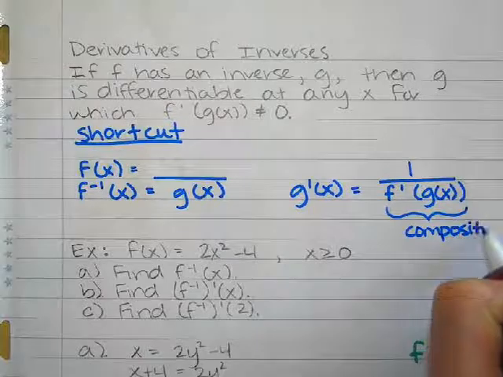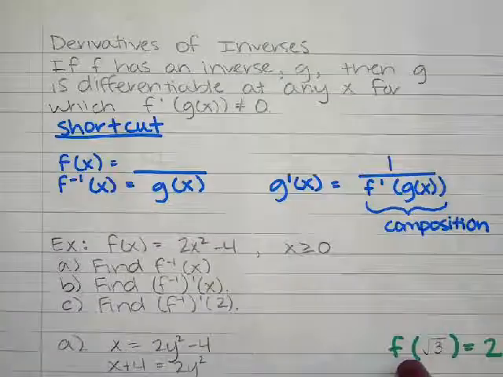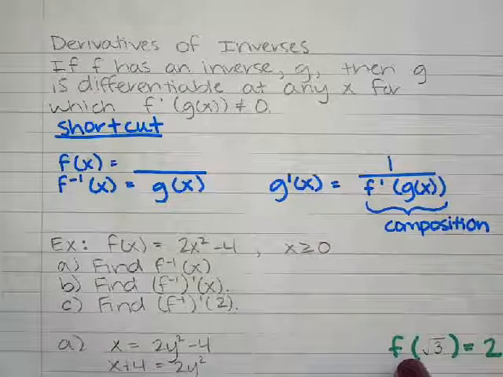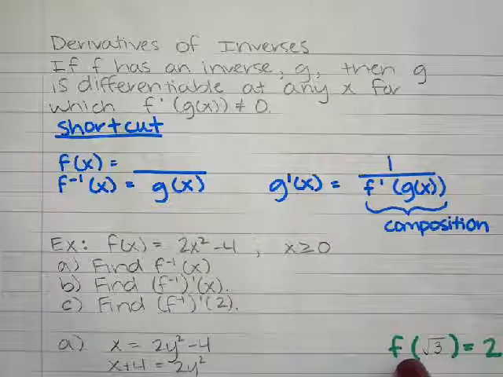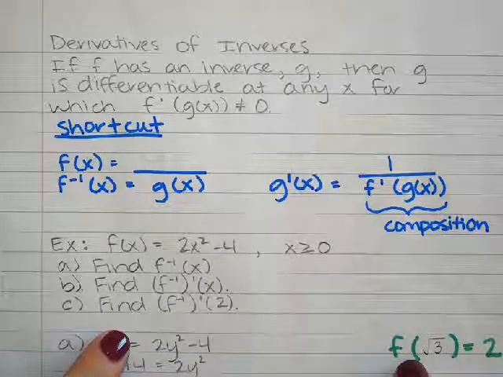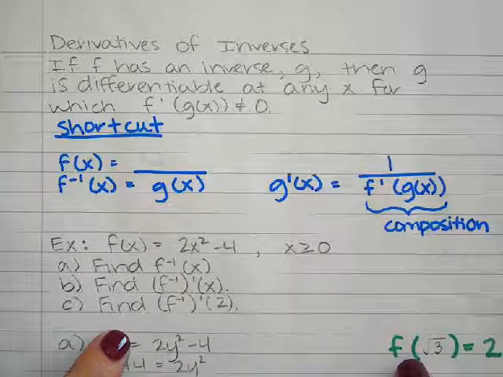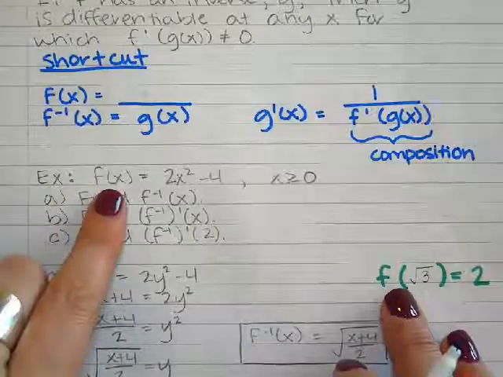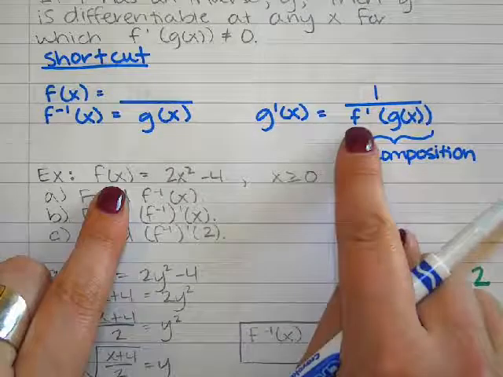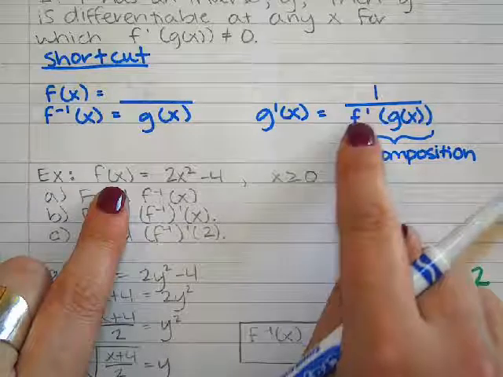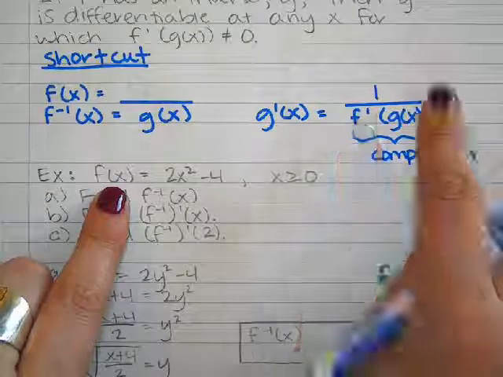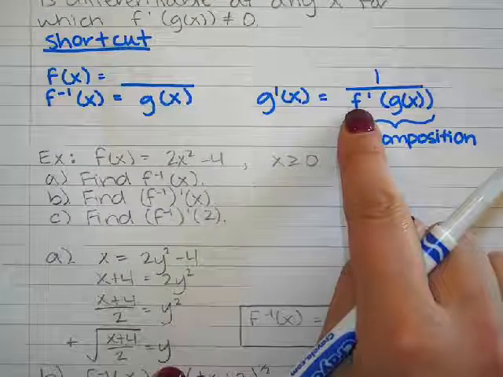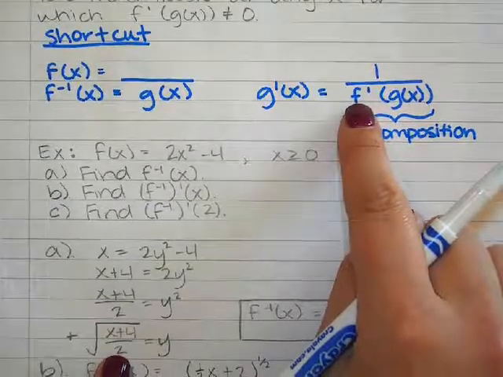Composition is when you take one function, you plug another function into it, okay? So what we're going to do is take some of these example problems and find the derivative of the inverse the shortcut way so you can see how it's different. So if we look at this first problem, all we have to do is take the derivative of the original function, and we do 1 over the derivative of the original function, and then we take the inverse that we already found and we plug it in, okay?